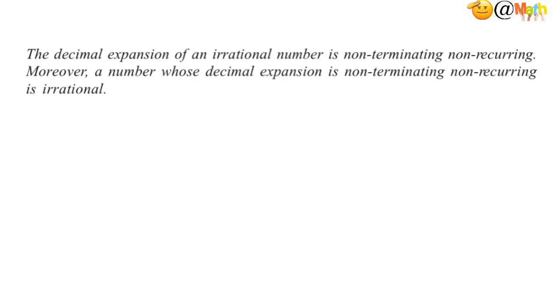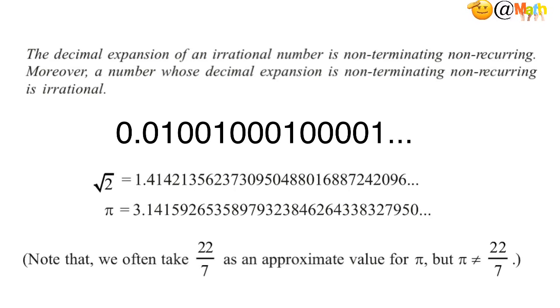Examples very well given. The decimal expansion of an irrational number is non-terminating, non-recurring. Moreover, a number whose decimal expansion is non-terminating, non-recurring is known as irrational. For example, 0.01001000100001... In the decimal expansion of root 2, 1.41421356 and so on, it never terminates. For the value of pi, 3.1459, similarly it also does not terminate.